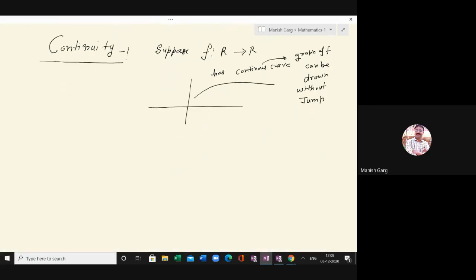Now I am giving the formal mathematical definition. What is continuity? First I am telling you the definition of limit, and then I will tell you the definition of continuity and what is the difference between the definition of the limit and the continuity. So first I'm writing the proper definition.